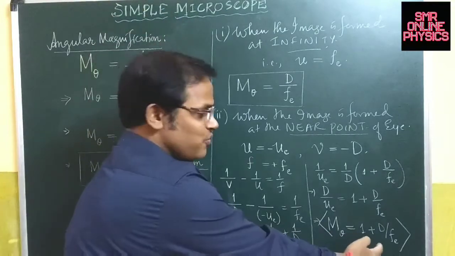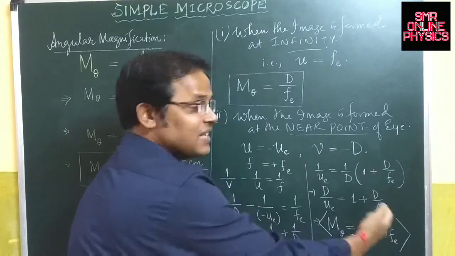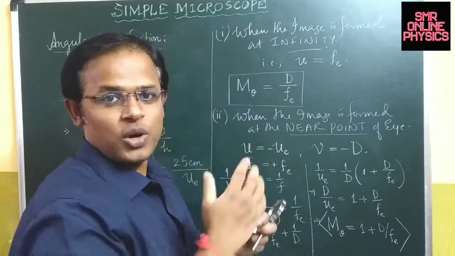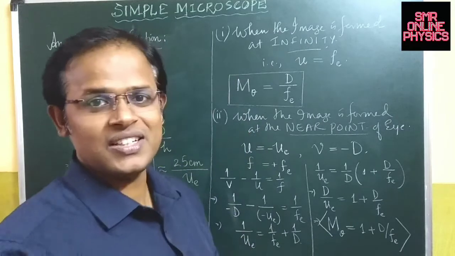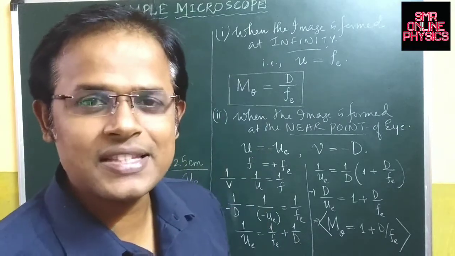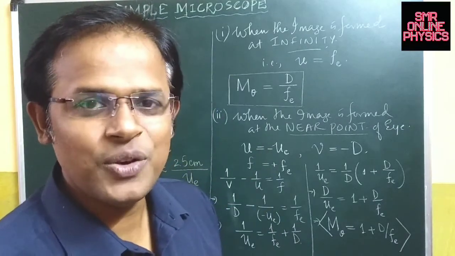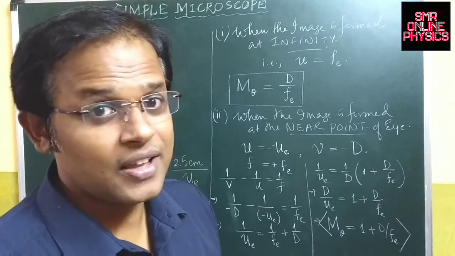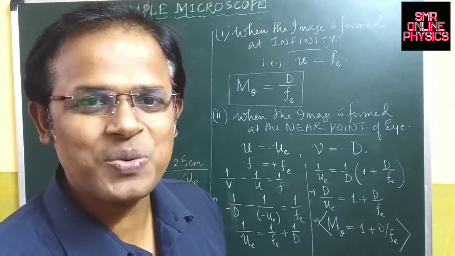You can see that there is a difference of 1 plus D by Fe. There is 1 plus of that magnification. That is what you get with a single lens. That may not be exactly enough. We will discuss the compound microscope upcoming, right?